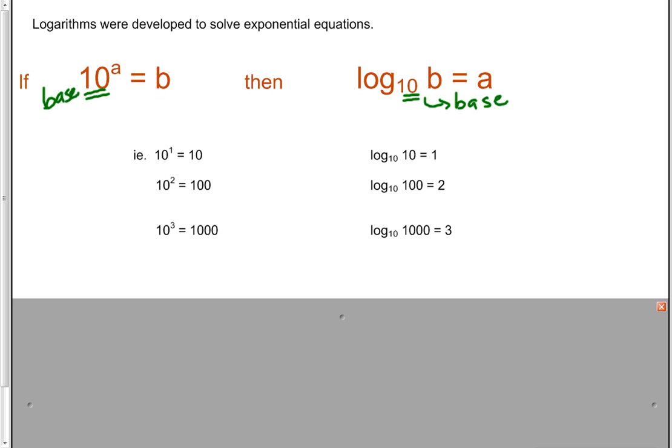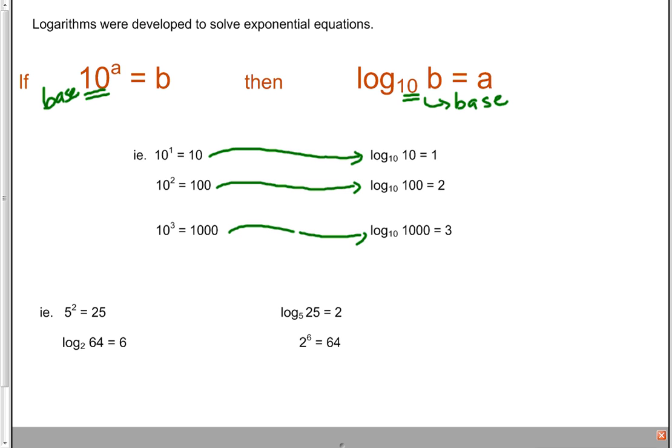For example, if 10 to the 1 equals 10, then the opposite of that, log base 10 of 10, is 1. If 10 squared is 100, log base 10 of 100 is 2. Log base 10 of 1,000 is 3. Probably having those examples at your fingertips is the easiest way to understand log. There are other bases. There's an infinite number of bases for logs as well.